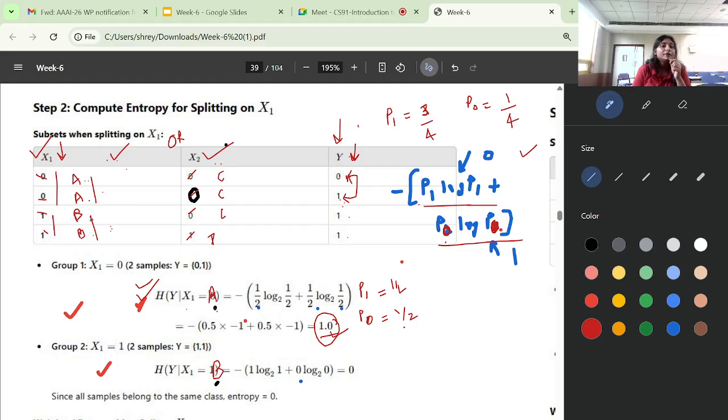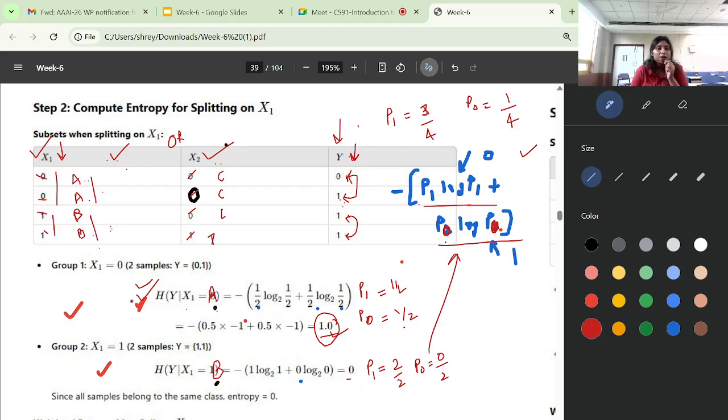Similarly, when you choose x1 is equal to B, you can see that there are only ones, no zeros. It's a pure event. So for a pure event, here also I will consider P1 is equal to 2 by 2 and P0 is equal to 0 by 2 and put it in this formula. When you put this in the formula, you will get 0.